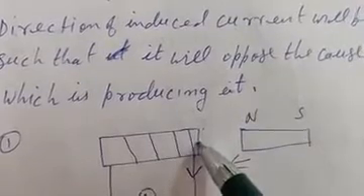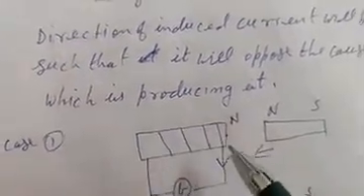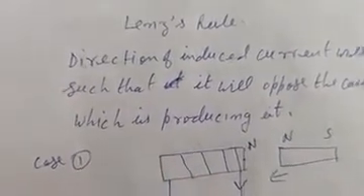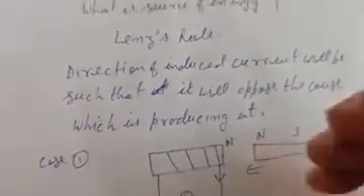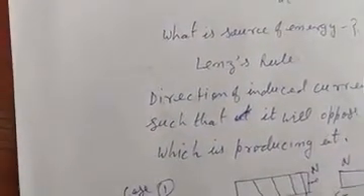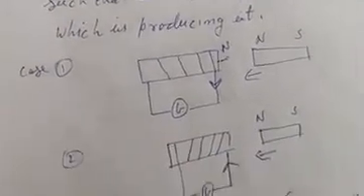So this end should be the north pole. This wire is coming from the top, so apply the right hand rule like this. What should be the direction of the magnetic field? The magnetic field should be in this direction, so the current should be in this direction. That will be the direction of the current.